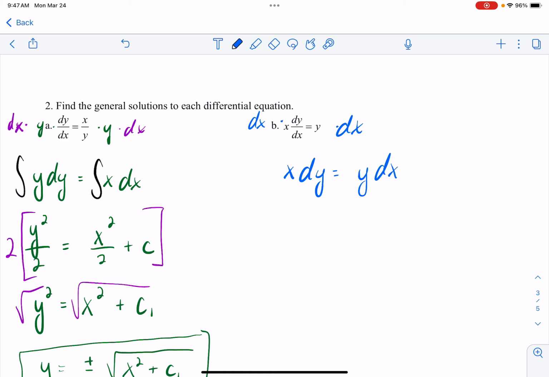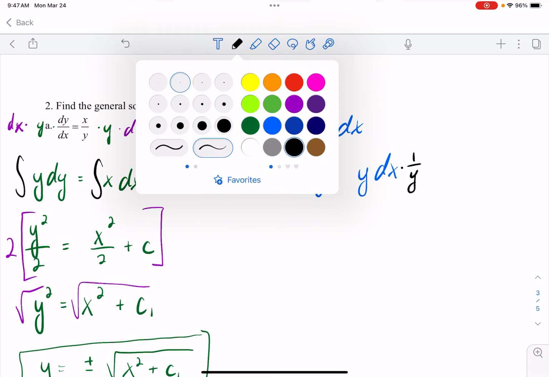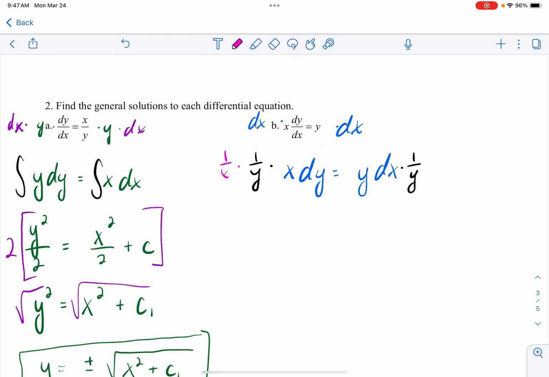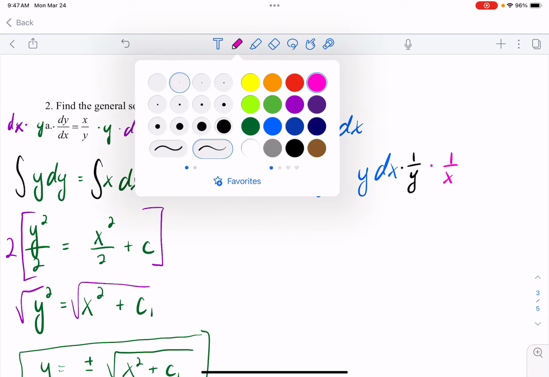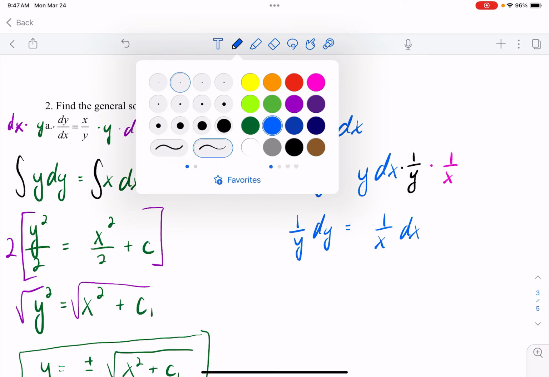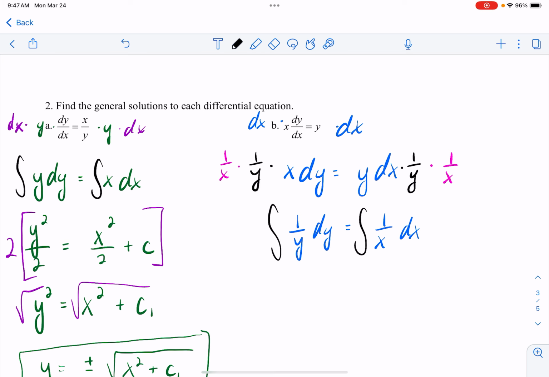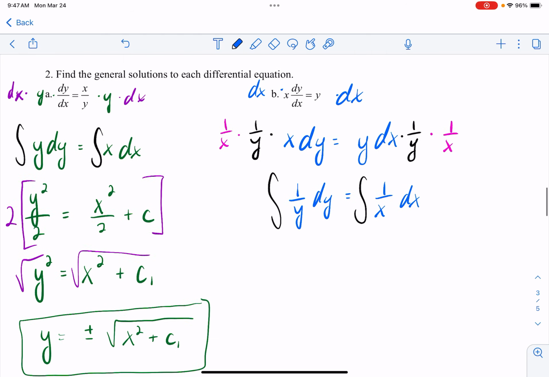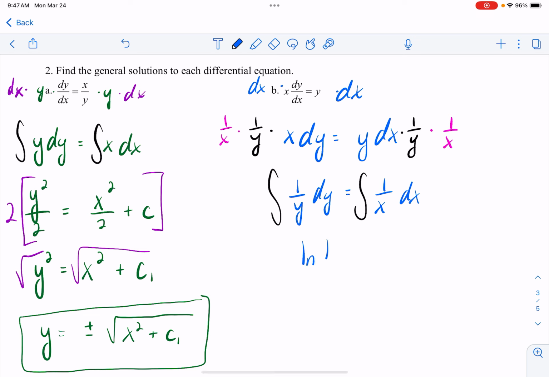But I need to get the x's with the dx's and the y's with the dy's. So we're going to multiply both sides by 1 over y, and both sides by 1 over x. On the left side, we are left with 1 over y dy, and on the right side, we're left with 1 over x dx. Now we have y's and dy's on one side, x's and dx's on the other side, so let's integrate. The left side integrates to the natural log of the absolute value of y. The right side integrates to the natural log of the absolute value of x plus c.